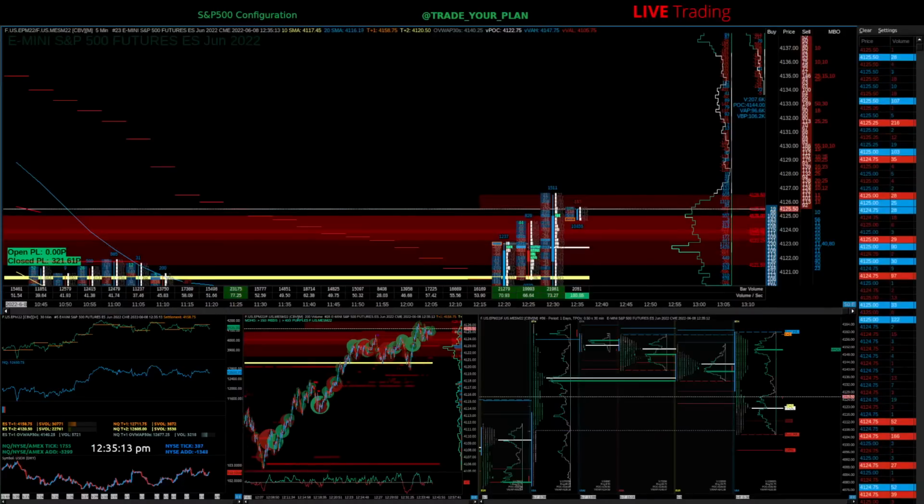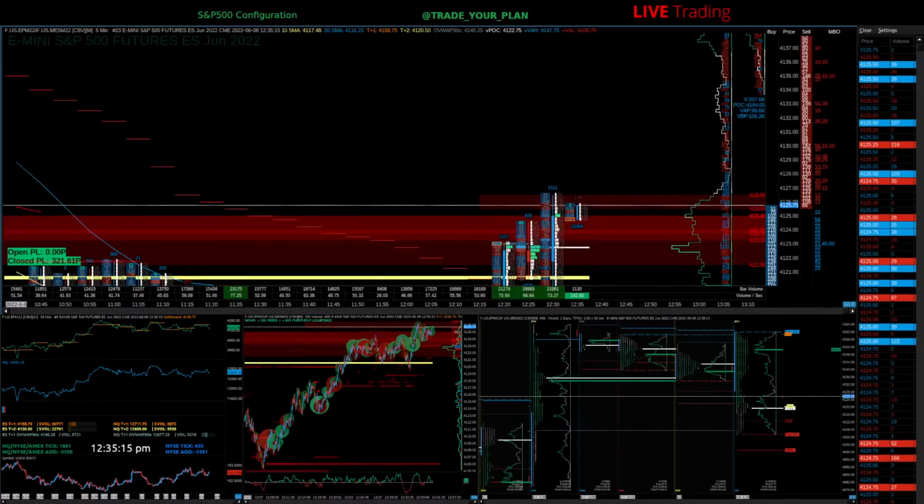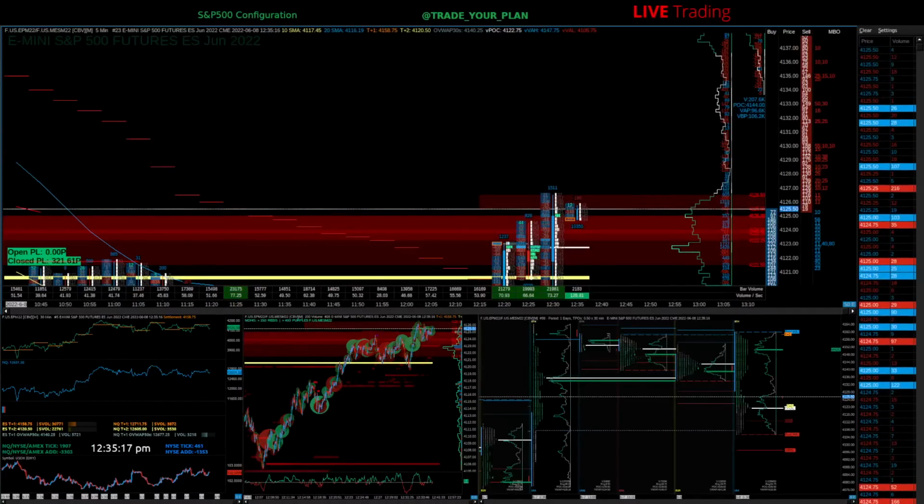Rayner's POC is based on overnight as well. So my POC is based on RTH.